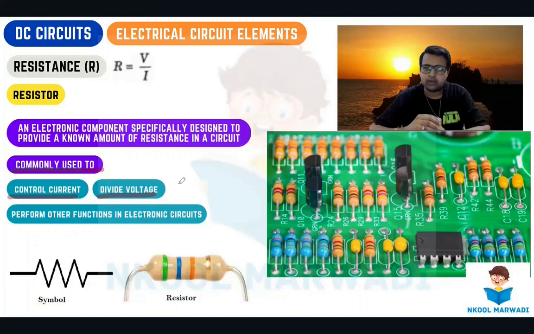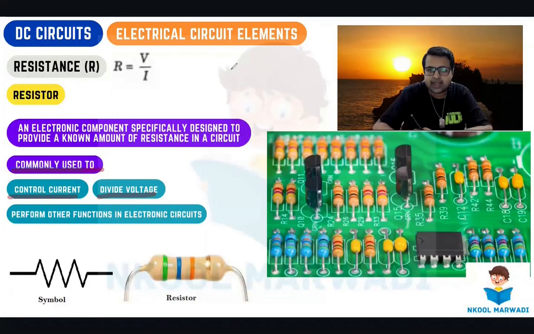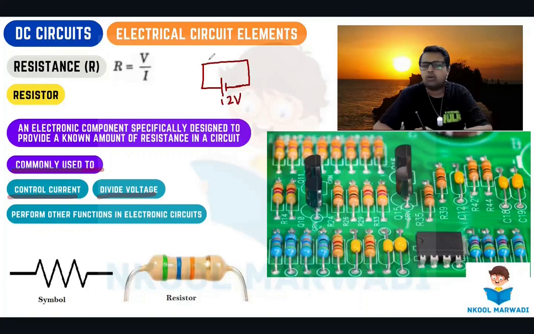You will be doing lots of numericals also across it. Resistance always divides the voltage. For example, to get an idea of it, let us suppose I have a circuit which is connected to a 12-volt battery. Now, the potential difference across all the points will be 12 volt itself. But if I introduce some resistance, then with every resistance, there will be a voltage drop. There will be a potential drop.